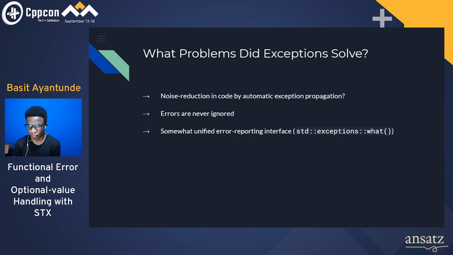So what problems did exceptions really solve? I'll say they solve some problems for many people. Exceptions reduce a lot of clutter and noise in the error handling code. Exceptions also ensure errors can't be ignored, though not by compiler enforcement, but by tearing down the whole program if the exceptions aren't handled. And exceptions provide a somewhat unified error reporting interface.